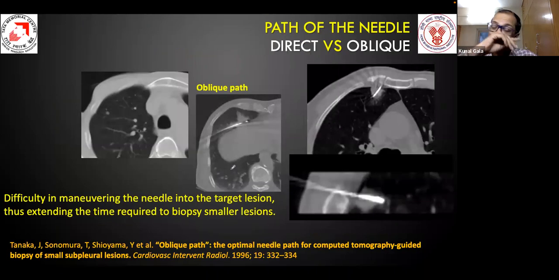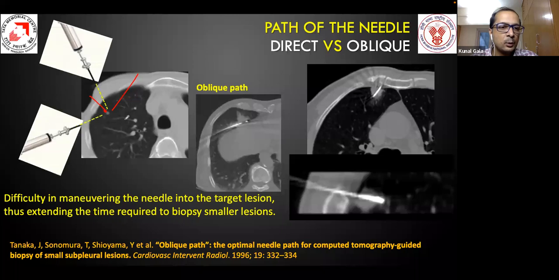What do we do for small lesions, or if they are located subpleurally, as in this case? This is a small lesion. There are approaches where we can go directly, or we can go tangentially, where it is a longer path. Generally a longer path is preferred, because these lesions move too much with respiration.